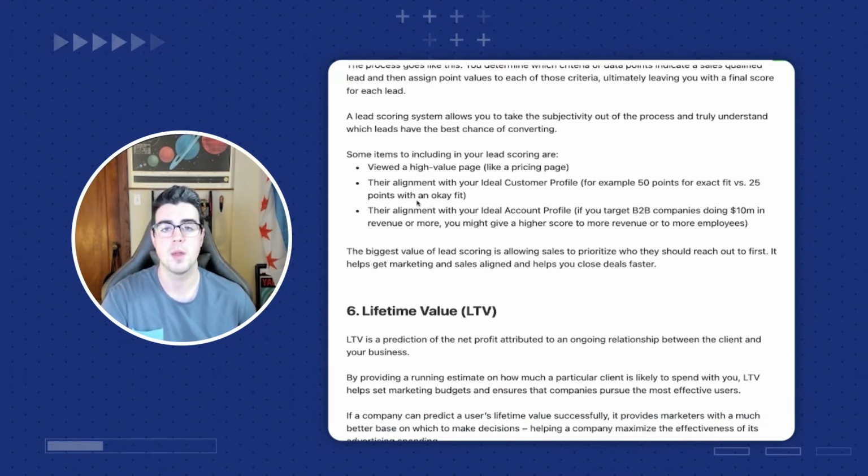So some items you may want to include in your lead scoring are, first, they may have viewed a high value page on your website, like a pricing page, for example. Second, their alignment with your ideal customer profile. So for example, you may assign 50 points if someone is an exact fit, or you may assign 25 points if they're an okay fit. And third, their alignment with your ideal account profile. So if you target B2B companies doing $10 million in revenue or more, you might have a higher score for companies that are doing more in revenue or might have more employees.